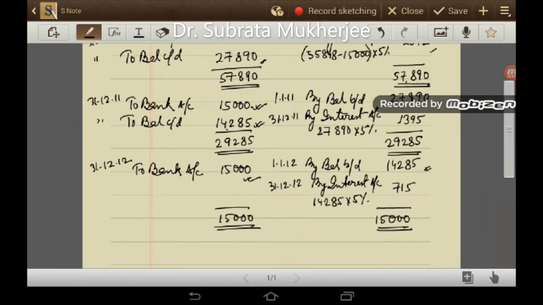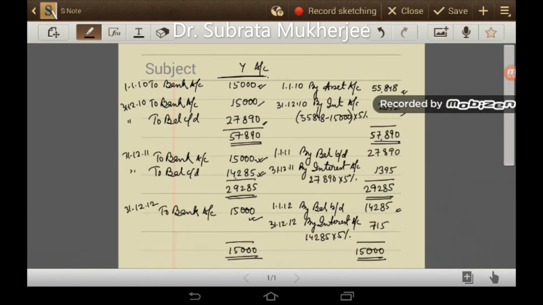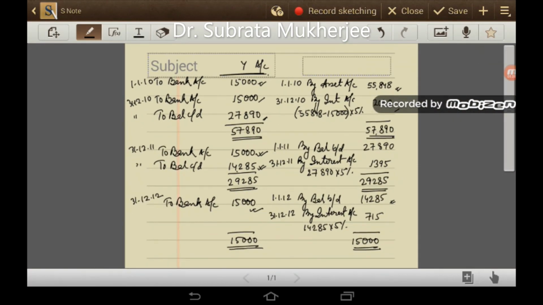So this is the ledger that I have prepared and is presented to you on one screen. I hope you have understood the problem.